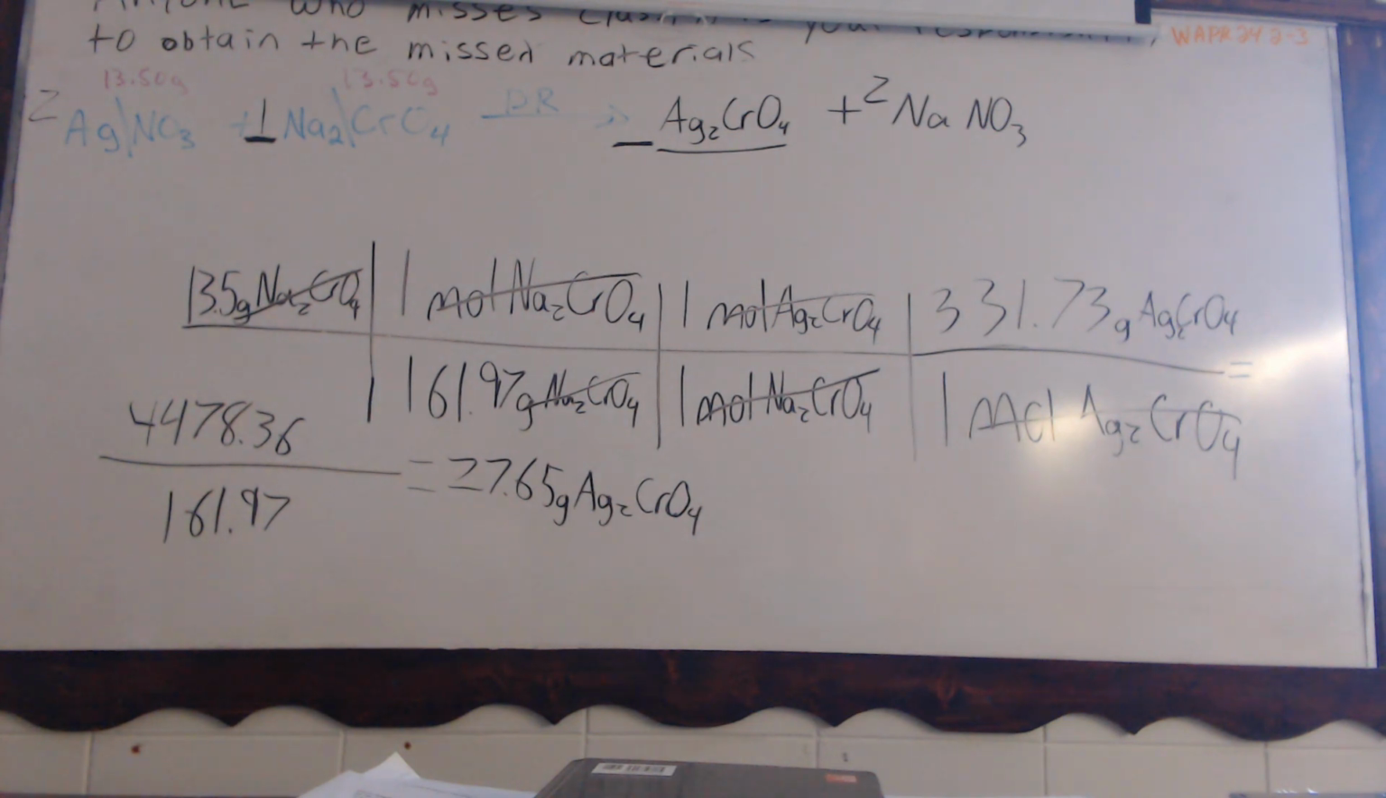So in a perfect world, if I did the reaction all right, the reaction was perfect, this means I have to double it, right? If you have a 2, you have to double it. So I had 27 grams of silver nitrate, then that means I would end up with 27.65 grams of silver chromate. Okay? So I had to run through that with you guys.